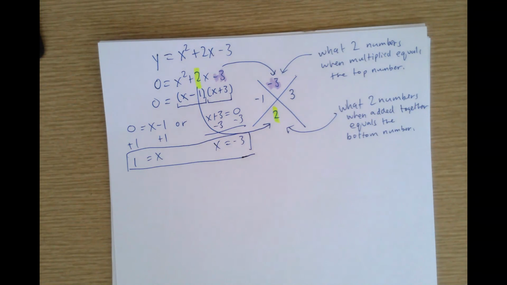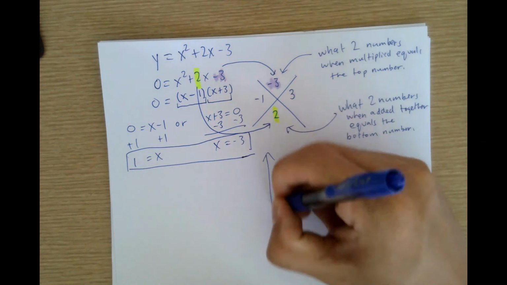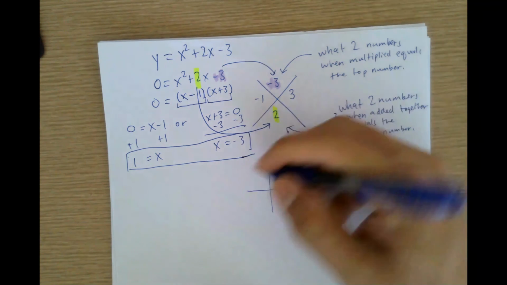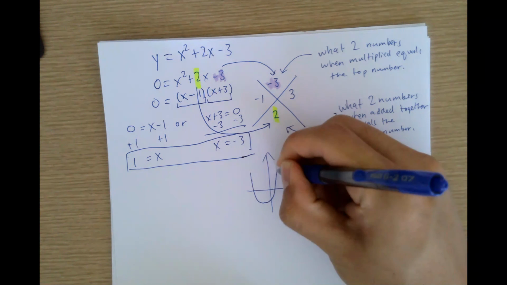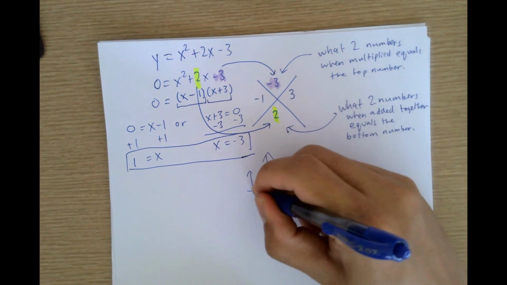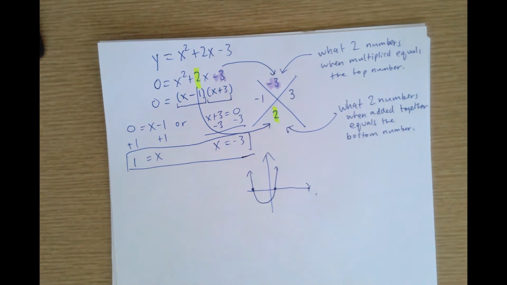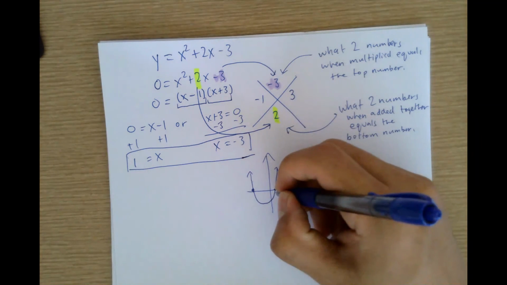The reason is, if you were to look at this on a graph, it would look something like this. And we're just going to guesstimate here. It would just look like your graph crosses at those 2 points. So it would look like your graph crosses at x equals 1 and x equals negative 3.